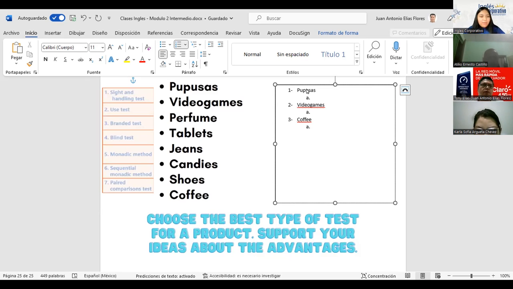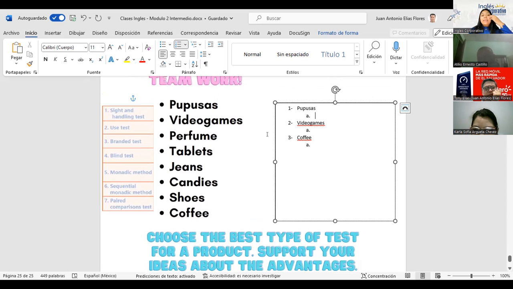What do you think about it, Atilio and Carla? Does it make sense to you to make a sight and handling test or maybe the degustation test? The branded test and blind test are different, because in the branded test maybe I don't know if this type of test applies to the pupusas. Branded, I think yes. Blind, I think yes, maybe. Blind, yes, but a branded test, no.